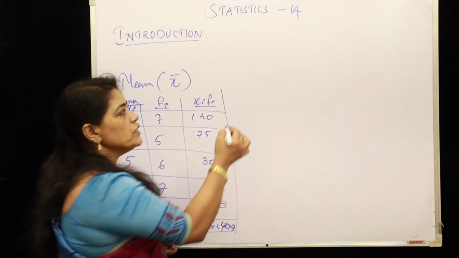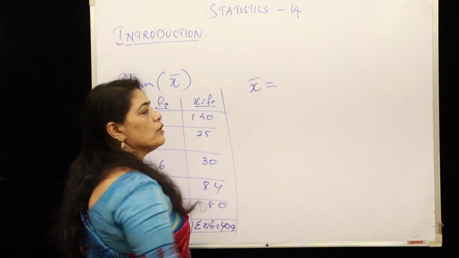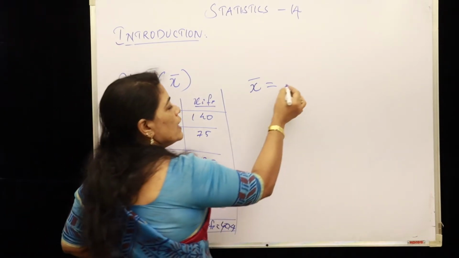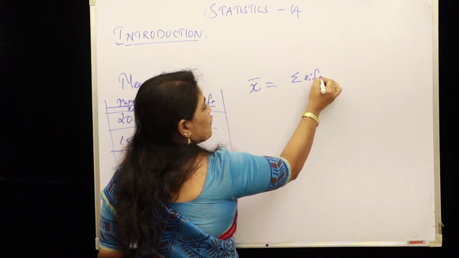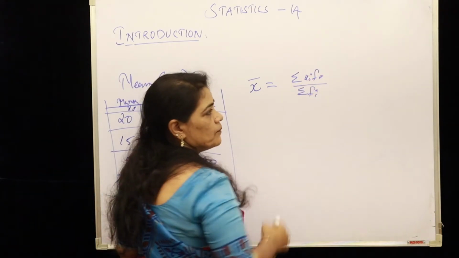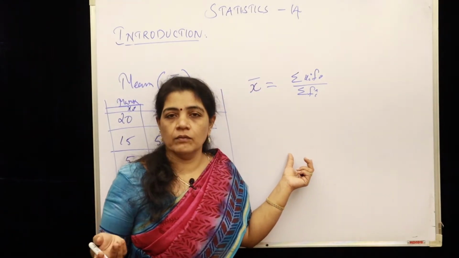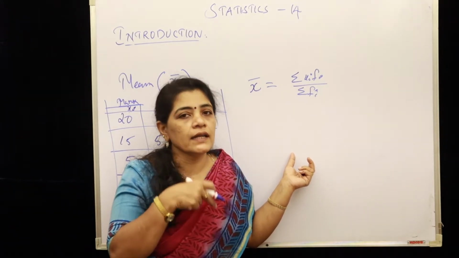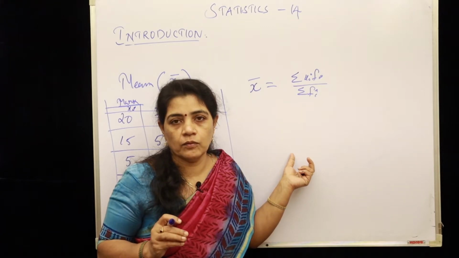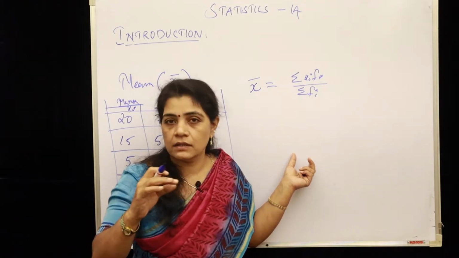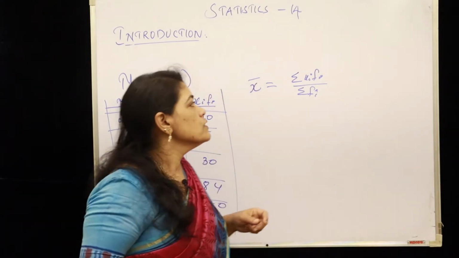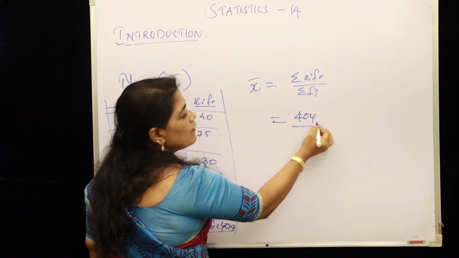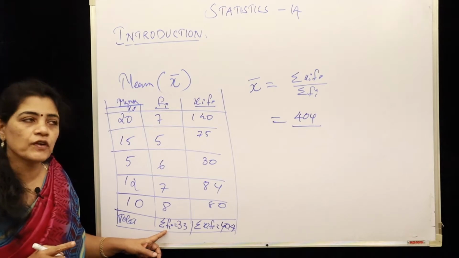Okay, and in order to calculate the arithmetic mean or mean of a discrete frequency distribution, this is the formula by the direct method, that is sigma xi fi divided by sigma fi. Here in the first example, we divided the sum of the observations by the total number of observations. But here in the discrete frequency distribution, we have to divide by the sum of the frequencies. So here what we have got after adding xi fi is 404, divided by sigma fi, which is 33.